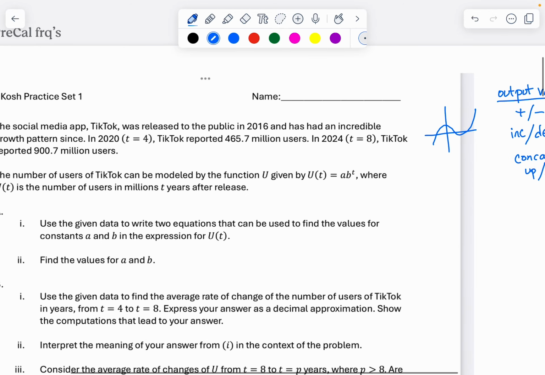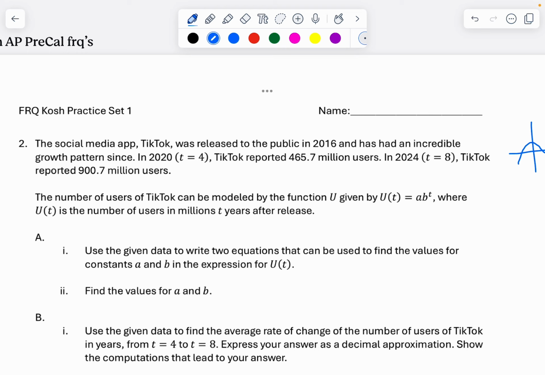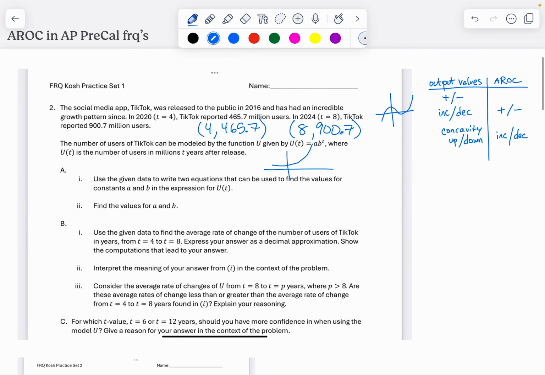So now looking at some of these problems, I wrote this one about TikTok, and you'll notice we've got the ordered pair 4, 465.7 million, and then the ordered pair 8, 900.7. I think I really did look up those numbers. I'm not going to do the previous part of the equation, but this becomes an exponential growth problem, which tells us that it's concave up. So our graph is increasing over this whole interval.